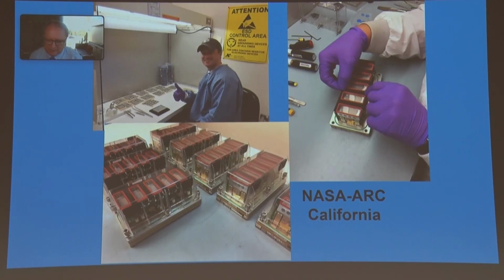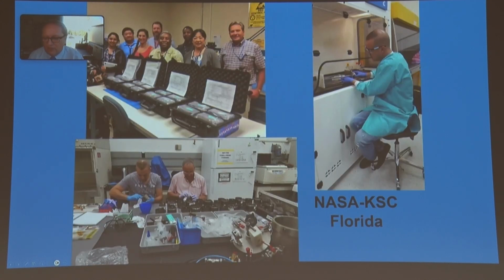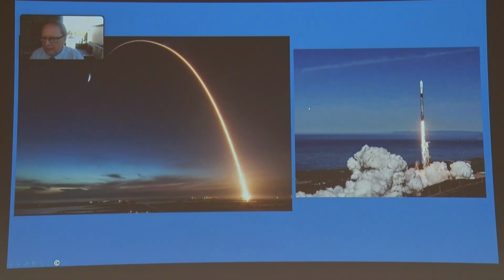It's even more complicated. The research center we used, where we assembled these experimental cassettes with the seeds, was in California at Ames Research Center. We also had to have a lab here in Florida at Kennedy Space Center. So that introduced some complexity.